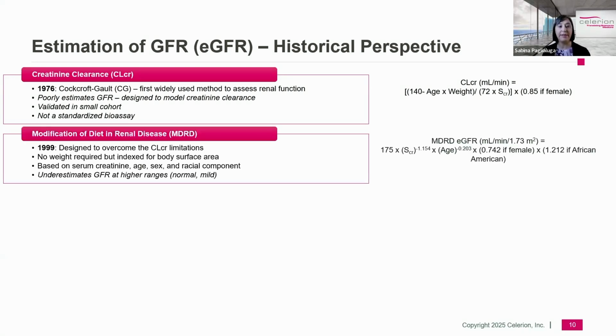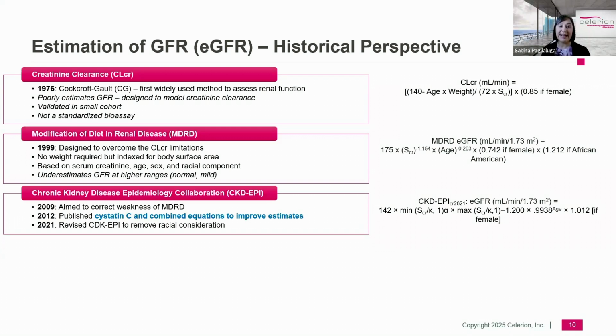So in 1999, the Modification of Diet in Renal Disease (MDRD) formula was validated and published. This formula was developed to overcome the limitations of creatinine clearance. You'll see that there's no weight consideration, but it does apply a body surface area index. And I'll get into that a little bit more later in the talk. The formula is based on serum creatinine, age, sex, and does have a racial component. One limitation of this formula is that it underestimates GFR, especially in the high to normal ranges of GFR, mainly normal or mild impairments.